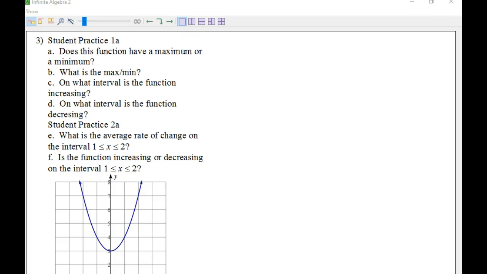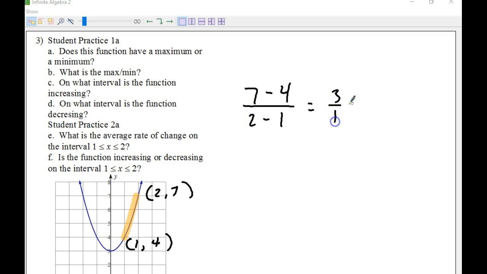So we're going from 1 to 2. That would be from here to here, right? And yeah, you're right. It does come out to be 3 again. That's kind of irritating, but oh well. So we have 1, 4, 2, 7. If you do your slope formula, you get 7 minus 4 over 2 minus 1, which is 3 over 1, which means my slope is 3 once again, the average rate of change, and it's increasing again because it's going up. Okay? So that's that.